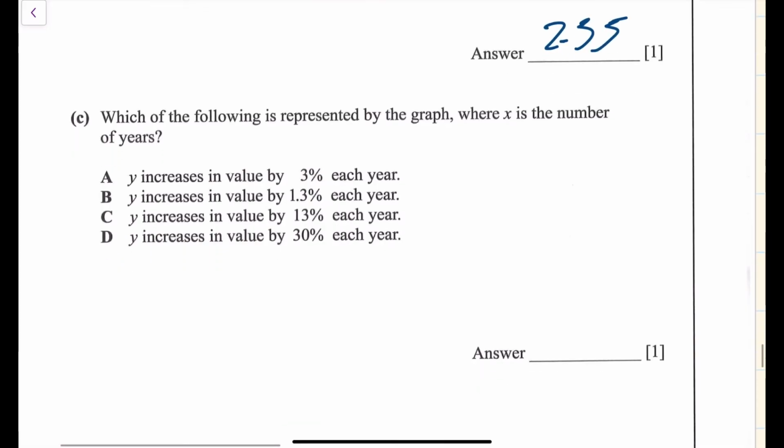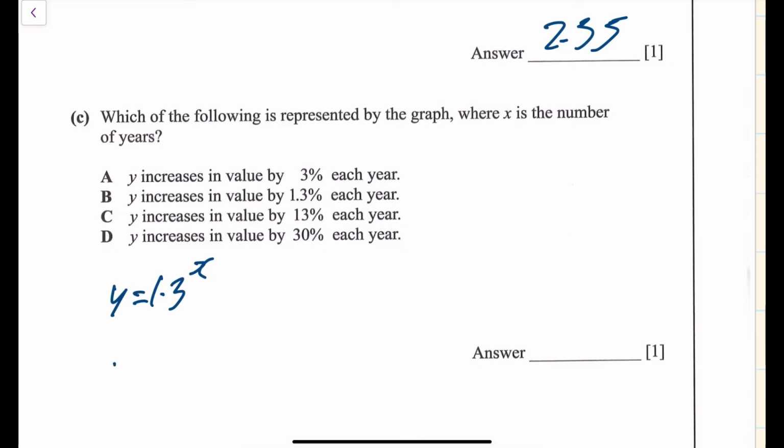It says, which of the following is represented by the graph where x is the number of years? So what do we have here? By the way, our graph is y is equal to 1.3 to the power of x. So the first option is y increases in value by 3% each year. Okay, it's not going to be 3%. Y increases in value by 1.3% each year. Y increases in value by 13% each year, or y increases in value by 30% each year. It is going to be this last one.